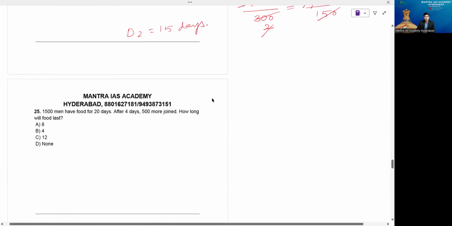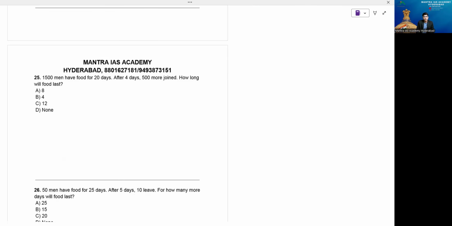Right, it's a beautiful application, the chain rule. If you know this topic, you'll do many questions easily. That's what we'll do in time and work applications also, the same thing. In this one, observe here: 1500 men have food for 20 days. After 4 days, 500 more members joined. How long will the food last?